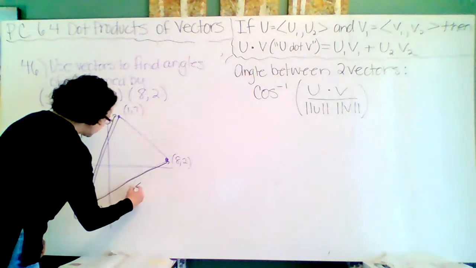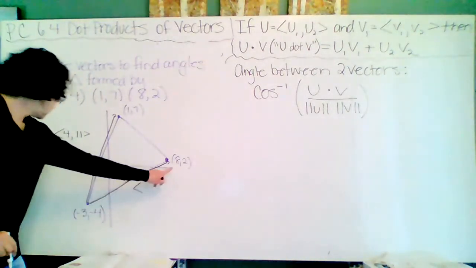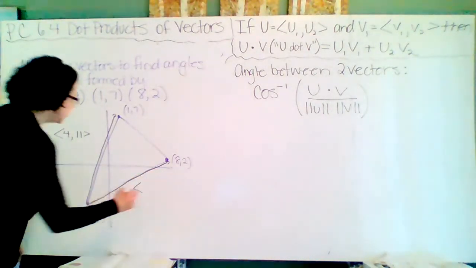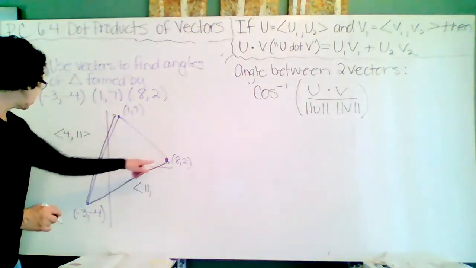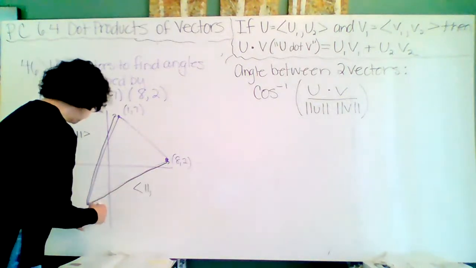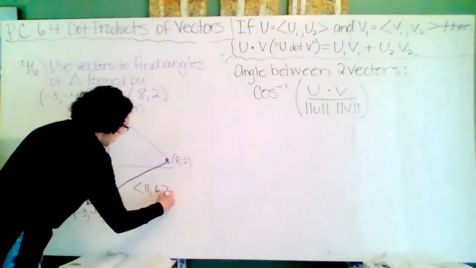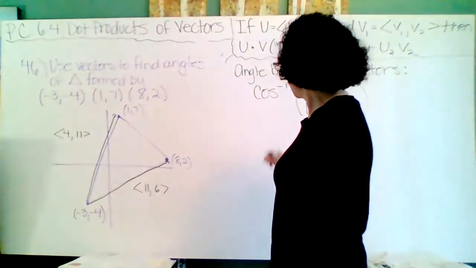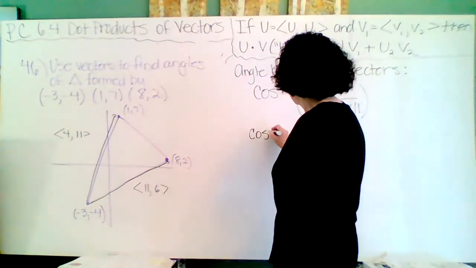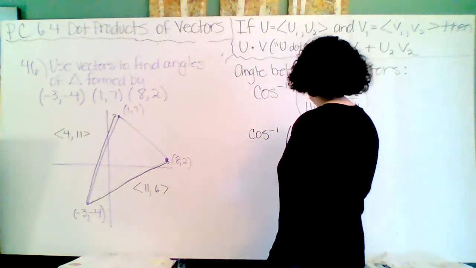This lower vector here, terminal minus initial, 8 minus a negative 3 is 8 plus 3, and 2 minus a negative 4 is 2 plus 4, which is 6. Now to find the angle between these two vectors, I am going to use this formula.